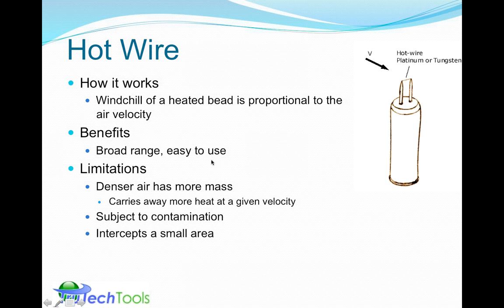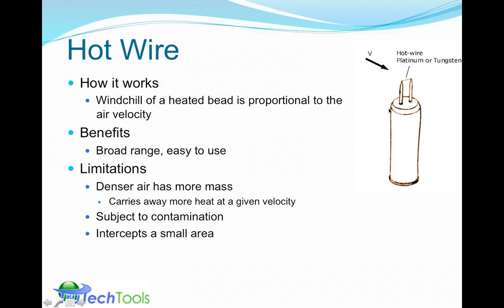There are limitations, however, to doing this. Denser air has more mass, so it would carry away more heat at a given velocity. So if you don't correct for the air density, that could cause a variation in your reading. It's also subject to contamination. If you got some grease, or fuzz, or any kind of lint across that wire, it would act like a jacket, and it wouldn't allow it to take away as much heat. So that would give you a false reading of the airflow's potential to take away heat. So you wouldn't want to use this, say, in a kitchen exhaust.